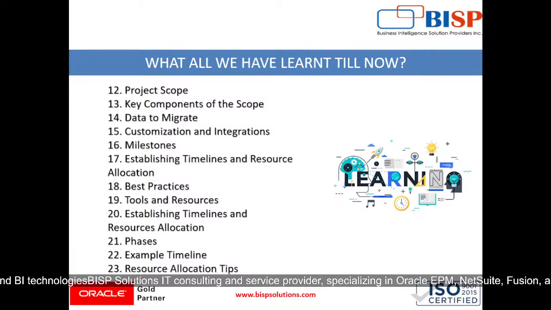In our previous sessions, we have discussed project scope also, where project scope outlines the boundaries, goals, deliverables, and limitations of the implementation project only. Then we have learned about the key components of the scope. The objective is migrating data and operations from QuickBooks to NetSuite while ensuring minimal disruption. Then we have discussed data to migrate, customization and integrations, and milestones we will be achieving while preparing the FDD, which is functional document preparation.